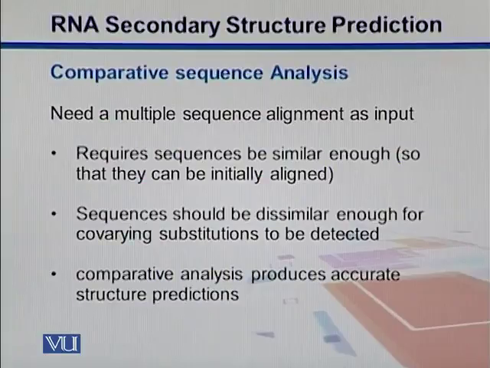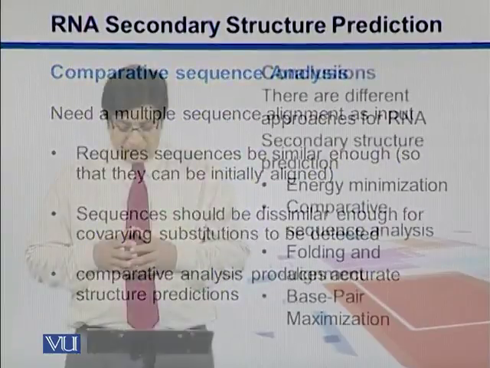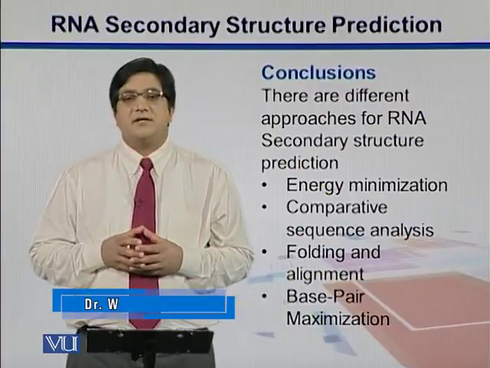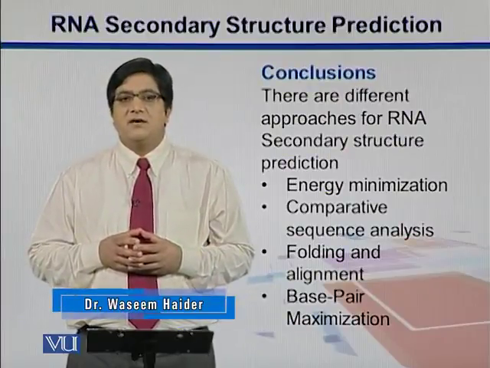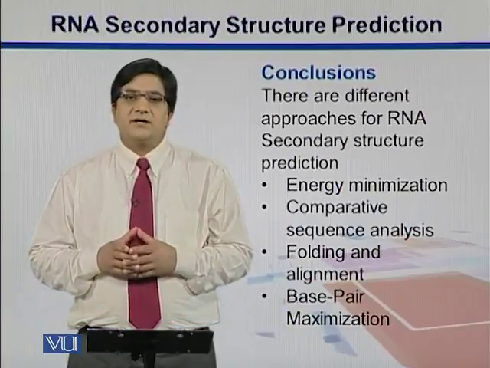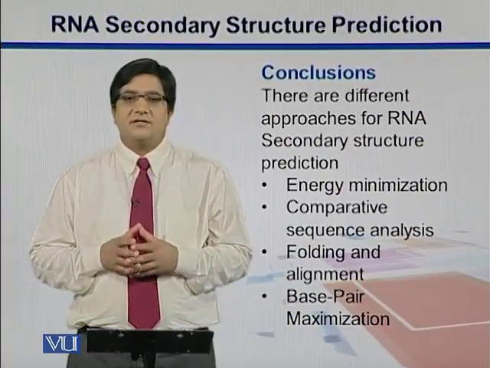In comparative sequence analysis, we use a multiple sequence alignment as input, and it requires sequences to be similar enough so that they can be aligned with one another. Then the sequences should be dissimilar enough for covariant substitutions to be detected. So if we have dissimilarities, we can look into where we have those covariations, and it produces some structure predictions. So in this section we discussed in detail the different approaches, especially energy minimization, where we look for the structure with the lowest energy, because that structure is more stable.